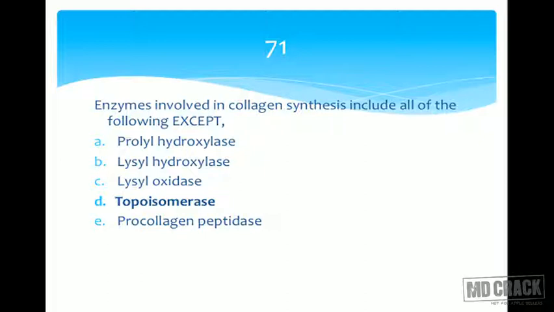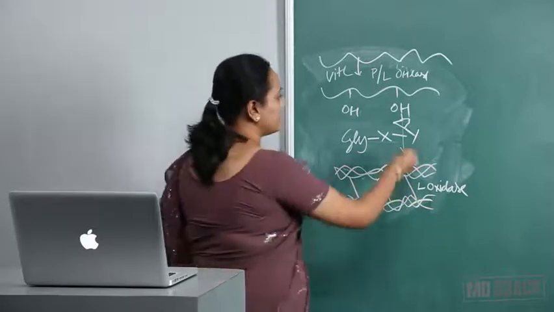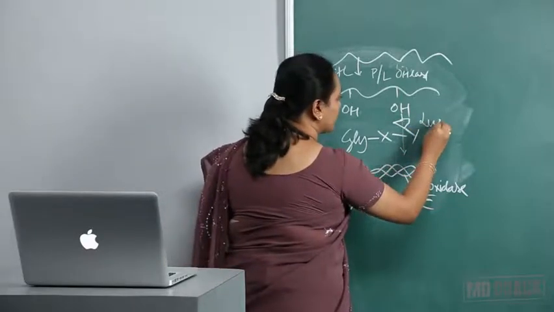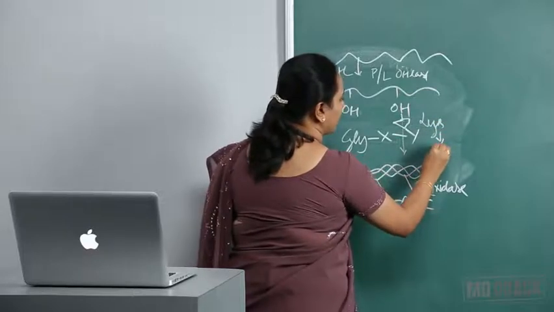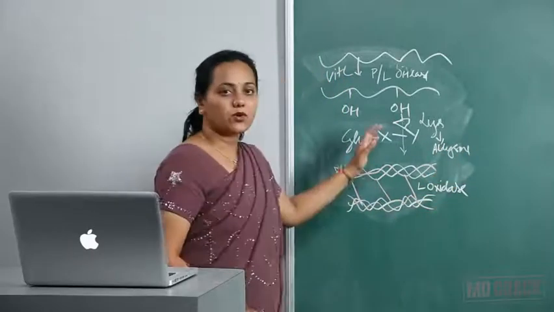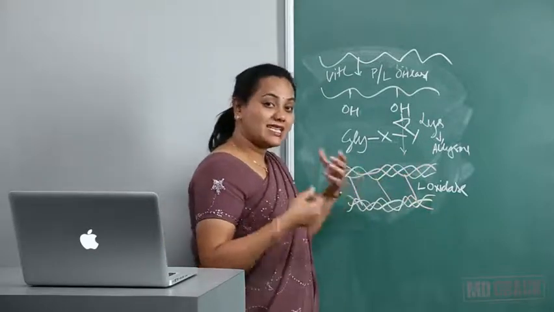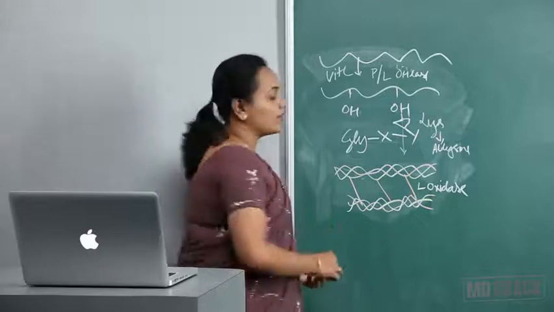Remember, prolyl and lysyl hydroxylase are involved in the hydroxylation of proline and lysine residues, which requires vitamin C. Lysyl oxidase is involved in the cross-linking of tropocollagen molecules, the quarter-staggered structure of tropocollagen. Remember what I said? Lysyl oxidase, what does it do? It converts lysine residues to allysine. Allysine residues can then cross-link between the tropocollagen molecules. That is how it helps in stabilizing the structure. This is also known as a quarter-staggered structure.